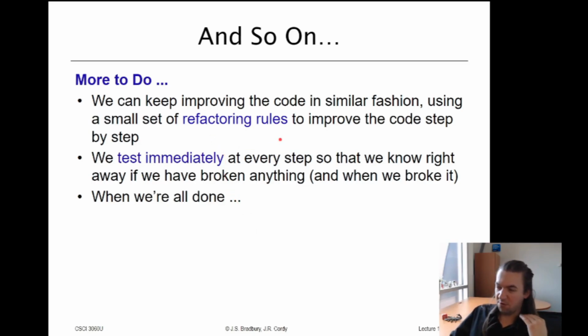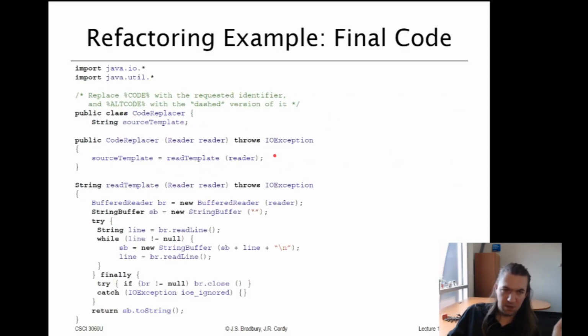We follow the rules, we always test every single time to make sure we didn't break anything. And when we're done, we end up with this. Here's our code replacer class. It's got a little constructor, so it can read in a template. And now the only variable held by the class is this template, the thing that we're using to help replace this stuff, the % signs and things. The other variables that were here are moved over into the methods that actually need them.